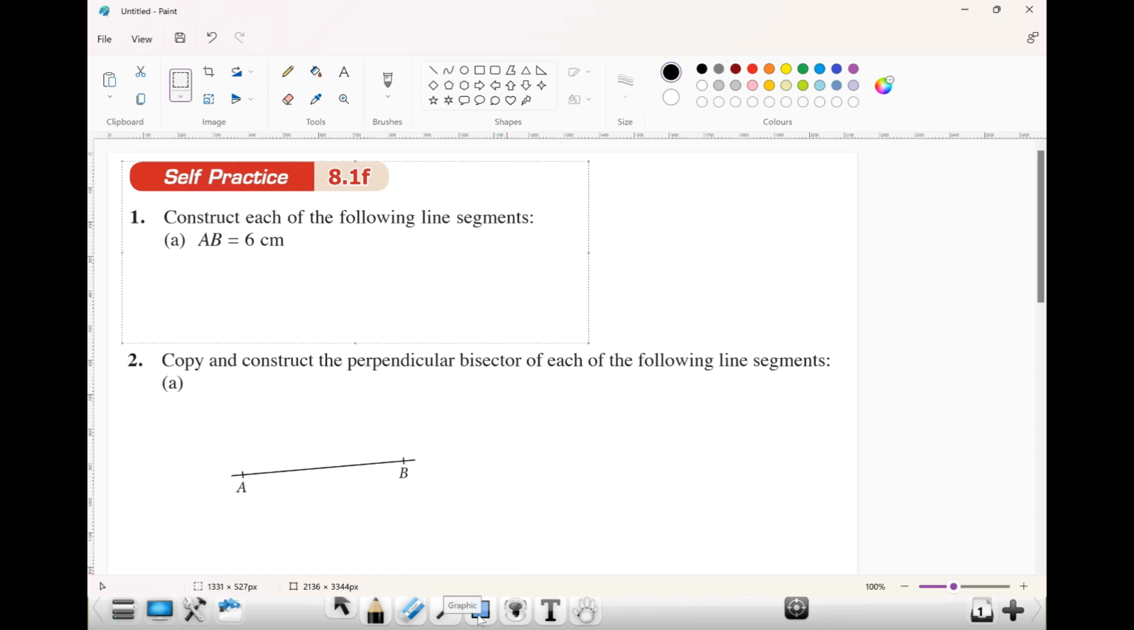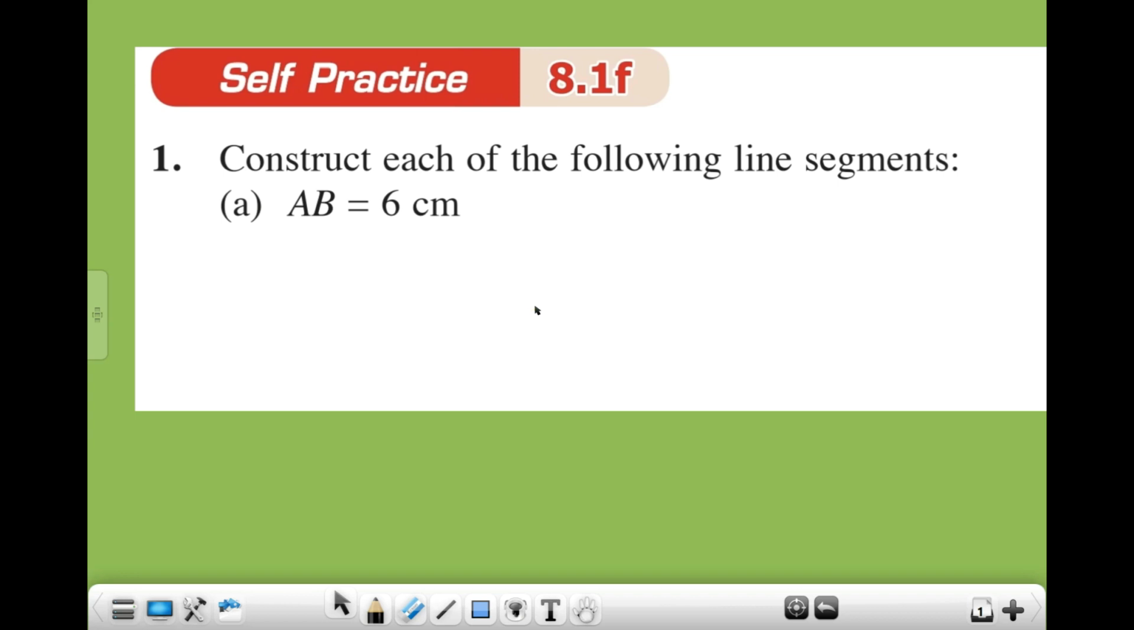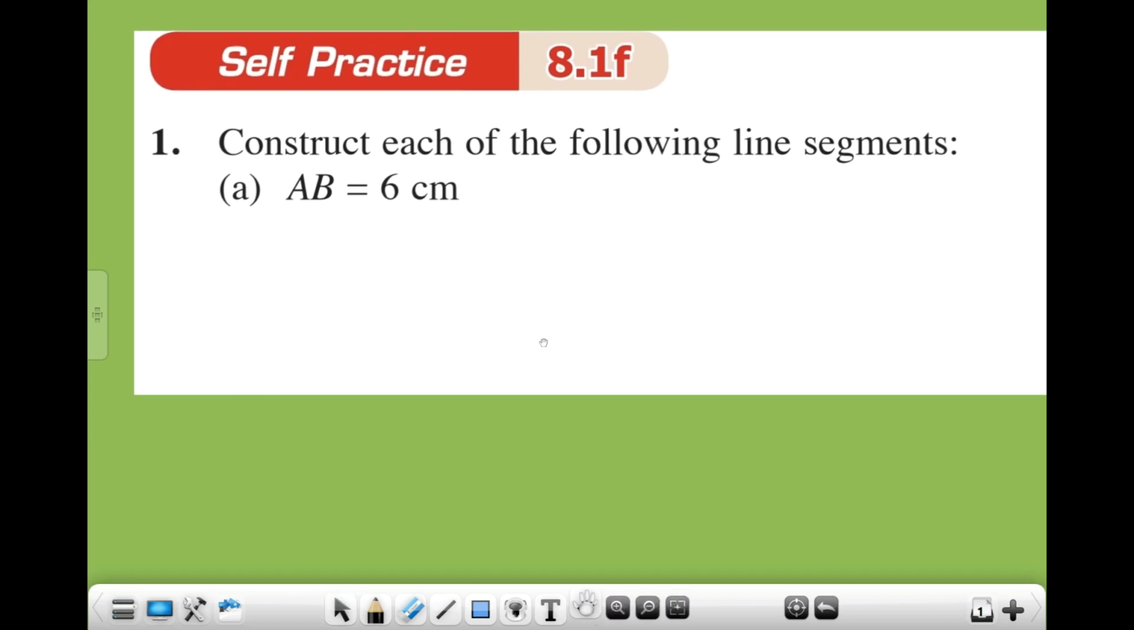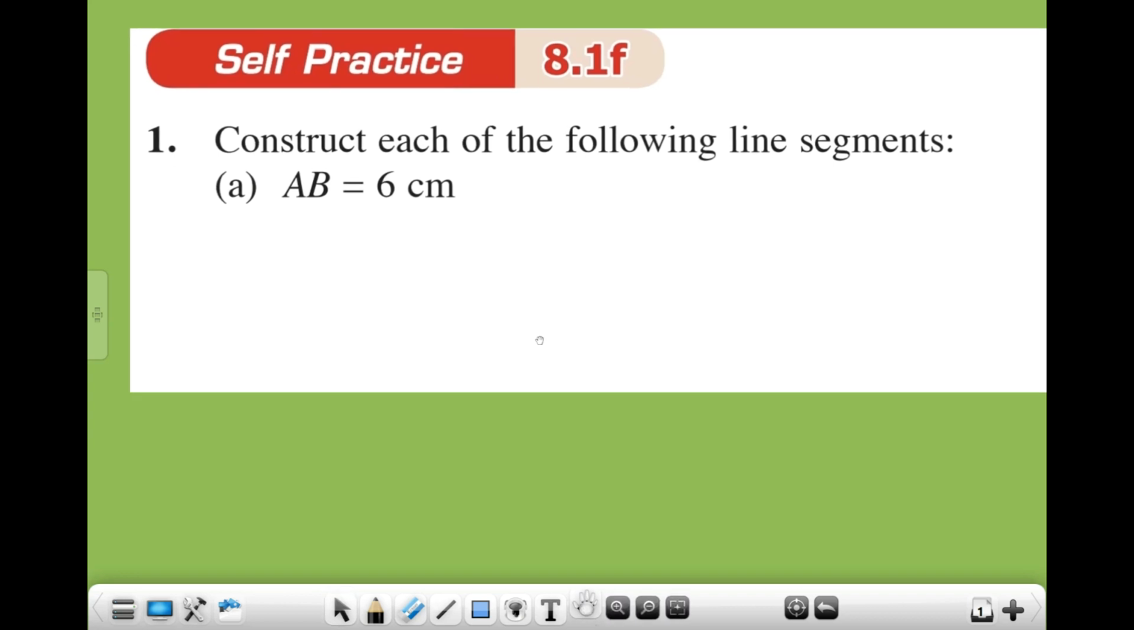Okay, this is what we are going to do here. So self-practice 0.1B, number 1, construct each of the following line segments. A, you write down A. Actually, we have a few questions, but I don't want you to do so many. Later on, there will be a lot of mix up. So I don't want to see that. So copy down AB equal to 6 centimeters. Are you done with this? We are going to do it together.